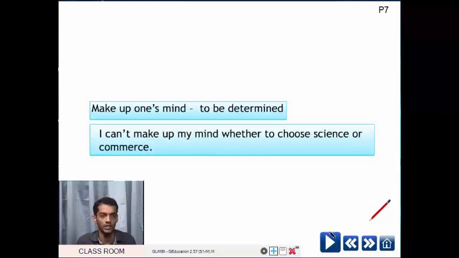Let me give another example. I can't make up my mind whether to choose science or commerce. Repeat it. I can't make up my mind whether to choose science or commerce. Very good. Make up one's mind means to be determined.